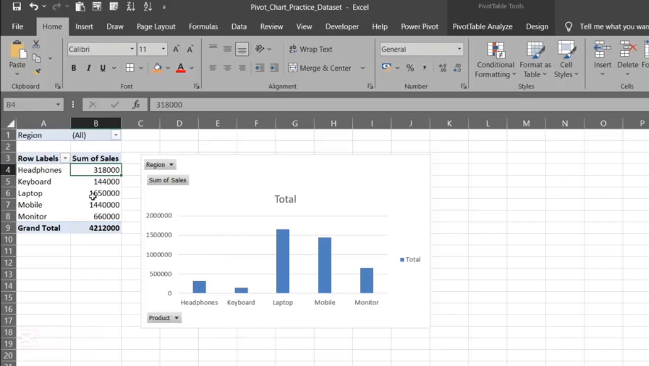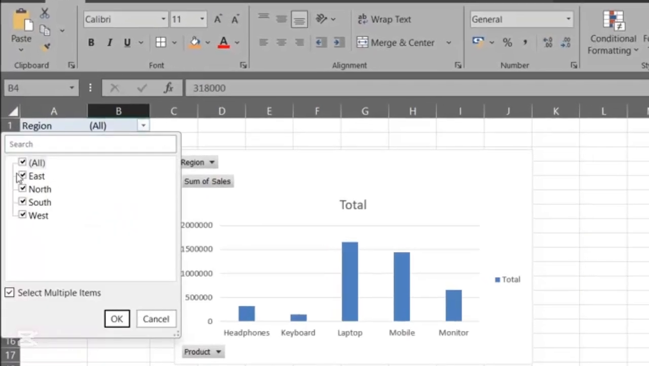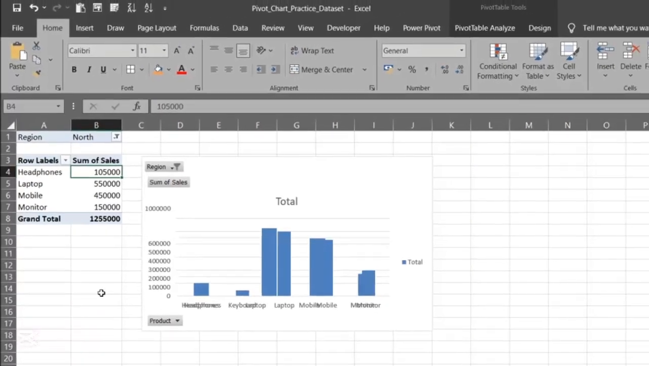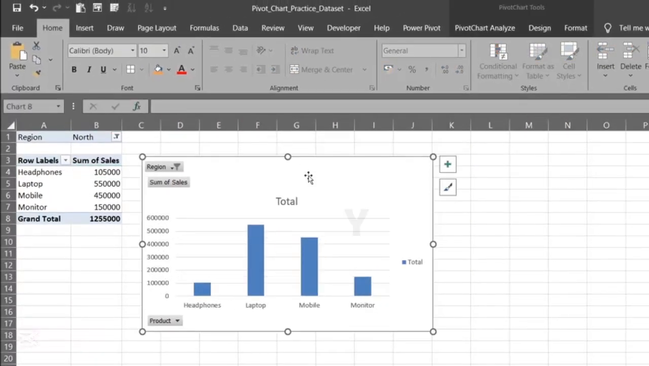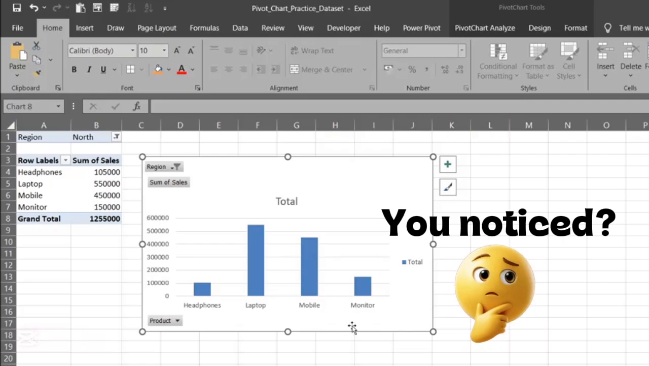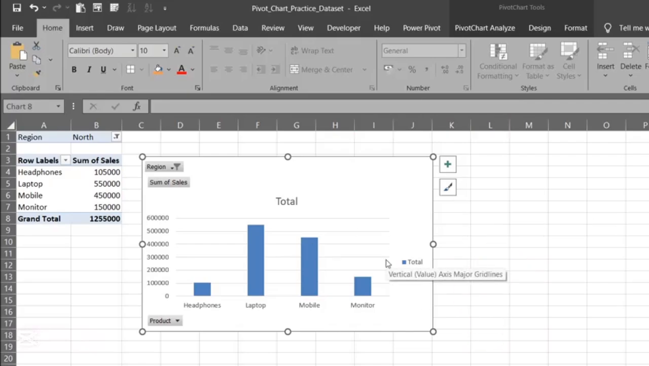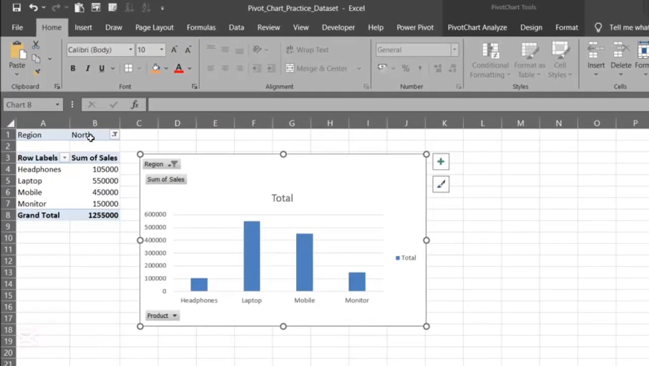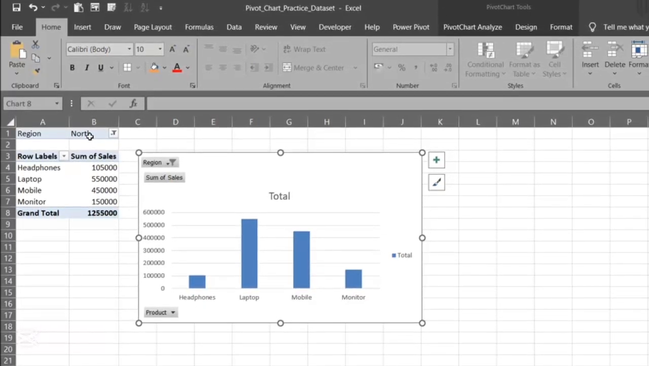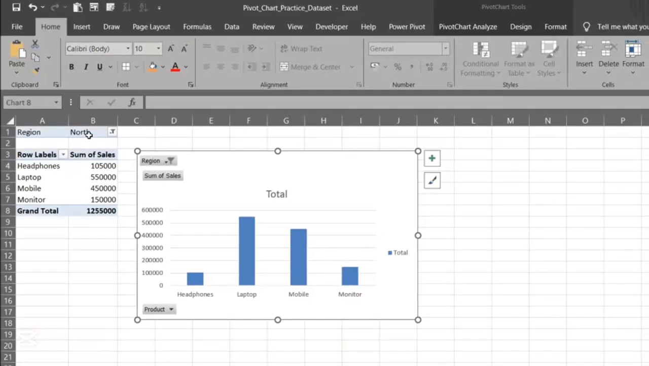Let's filter the pivot table for a specific region, like North. The pivot table updates, and so does the pivot chart. You noticed I didn't create any other pivot chart for the North region, and I also did not make any manual changes. Right?